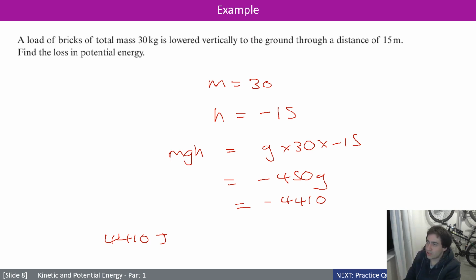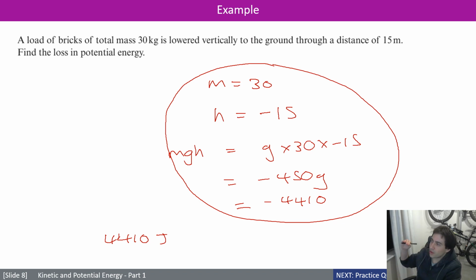That calculation we did here was assuming the 0 level was where it started. If you did it the other way around and said the 0 level is where it ended, then all that means is it started with 4,410 and ended with 0, and you still get a difference of minus 4,410. The point is the change in potential energy will always be the same, regardless of where you put your 0 level. Even if you put it in the middle, at 8 meters or something.